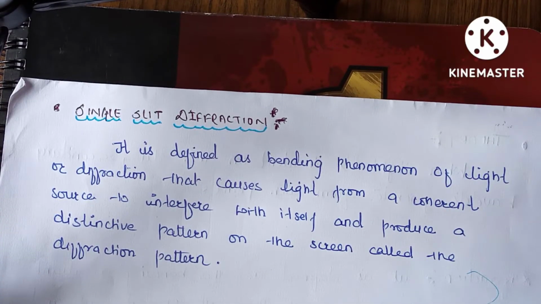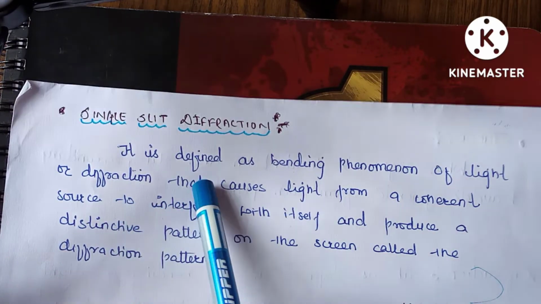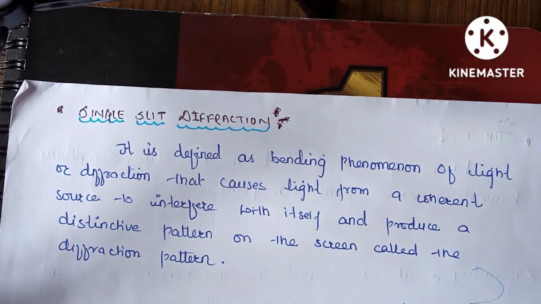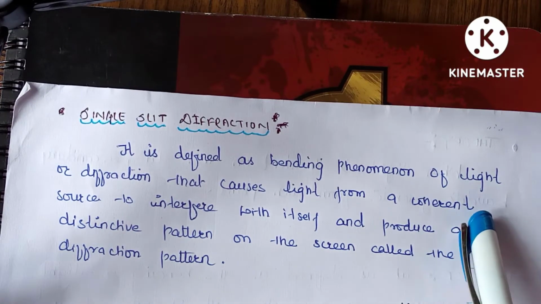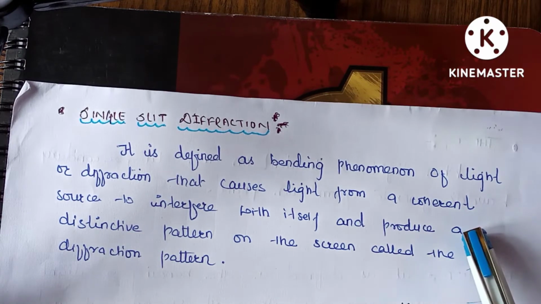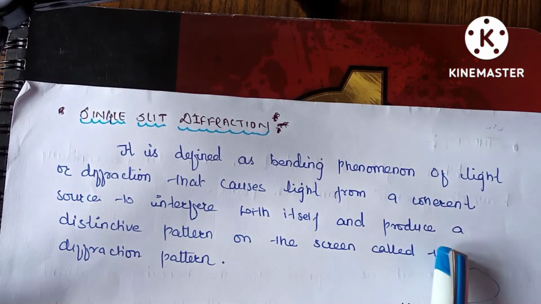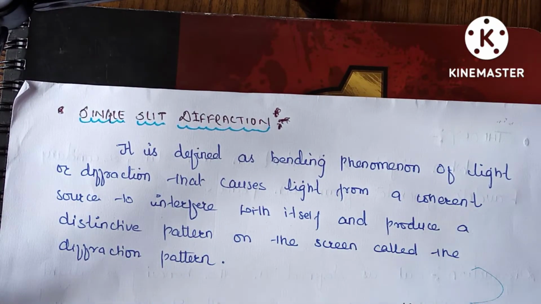Now let's see single slit diffraction. Here is the definition. It is defined as the bending phenomenon of light, or diffraction, that causes light from a coherent source to interfere with itself and produce a distinctive pattern on the screen called the diffraction pattern. Now, what is a coherent source? Coherent means two monochromatic sources which produce light waves having a constant phase difference.